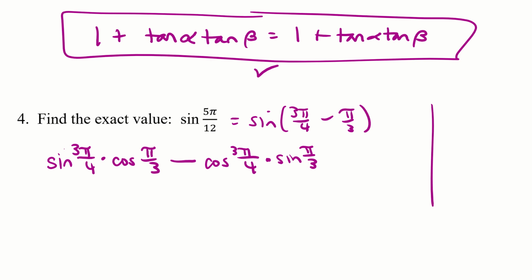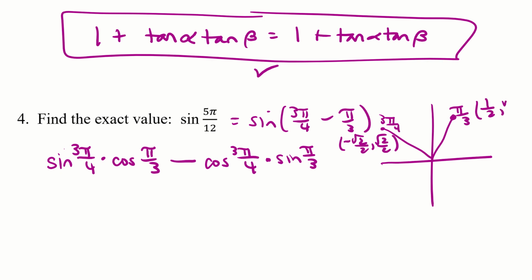And so I'll just do a little pre-planning. 3 pi over 4 is over here, which has the coordinates, since it's a pi over 4, negative root 2 over 2, root 2 over 2. And then pi over 3 is that 60-degree angle that we used a minute ago in a previous problem, which is 1/2 and root 3 over 2 for the cosine and sine.